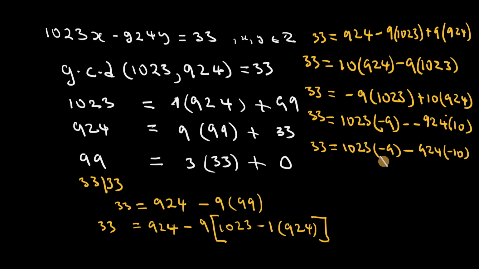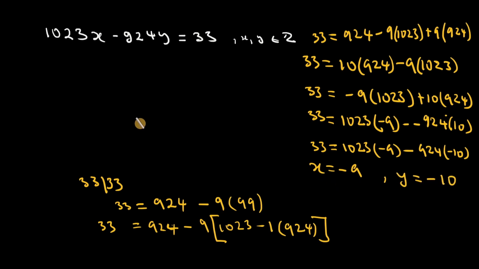If we compare this equation now with this one, I will see that x is equal to minus 9 and y is equal to minus 10. Now x equals minus 9 and y equals minus 10 are some of the solutions of this Diophantine equation. Let us call this solution x naught is equal to minus 9, y naught is equal to minus 10.